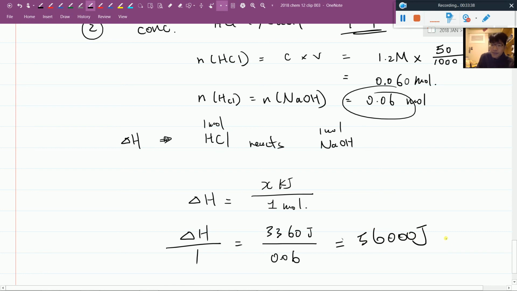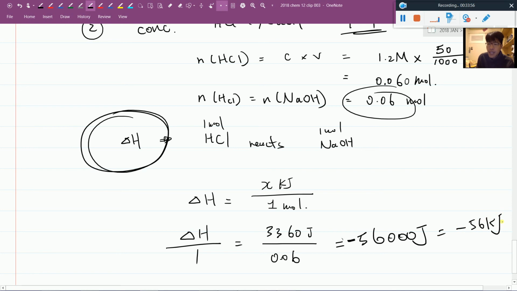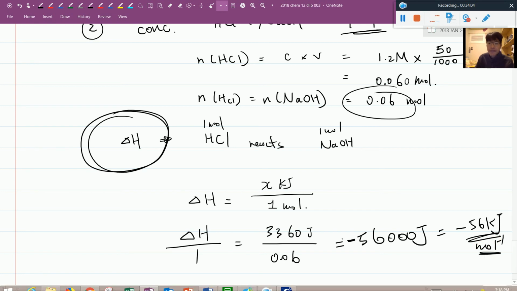56,000 joules. And one thing this time, because I'm asking you for delta H, you have to put a negative there. You don't need to write any sentence at all, because a negative delta H means release. It equals negative 56 kJ per mole as your answer, because delta H needs to be in mol to the minus 1. Right?